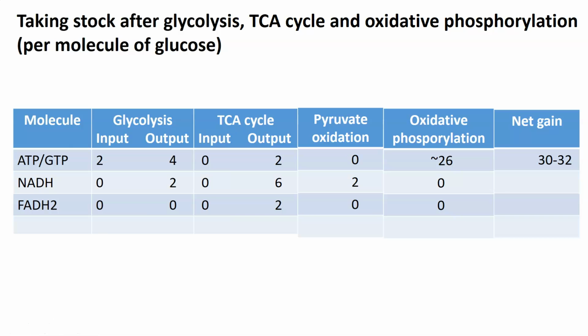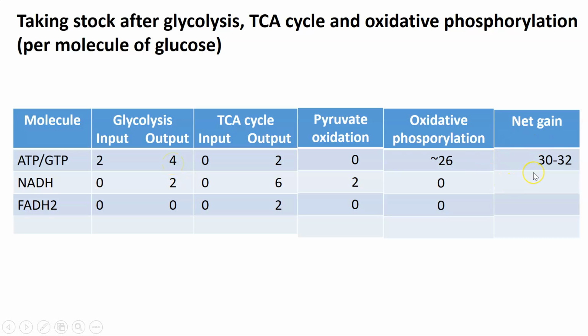Through the oxidative phosphorylation pathway, you're getting about 26 molecules of ATP, just through that. So when we put it all together, in terms of the ATP, this is how much we're generating: about 32 molecules of ATP in terms of the net gain. Obviously, we put 2 in, but we get 4 out here. So 26, 28, 30, 32.